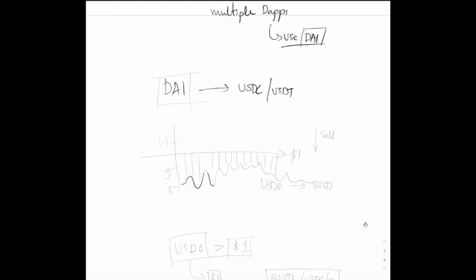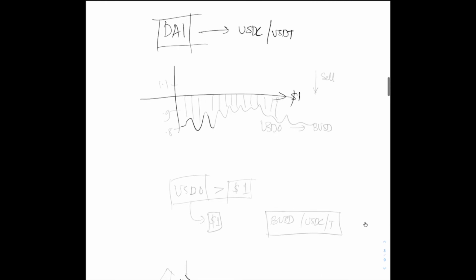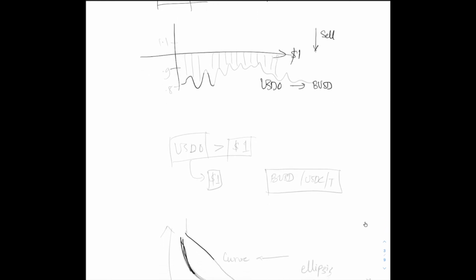What would happen in this case, if there were not many applications using it, is there will always be a downward sell pressure. So if this is the peg, there will always be a downward sell pressure, because people want to sell USDO for, let's say, BUSD in our case right now. So let's say this is 0.9, this is 1.1, this is 0.8. Typically we would trade somewhere like this, which means that we are underwater by this much amount.